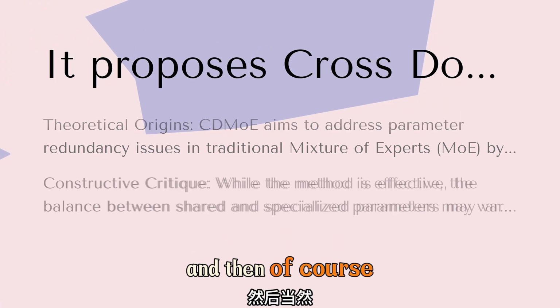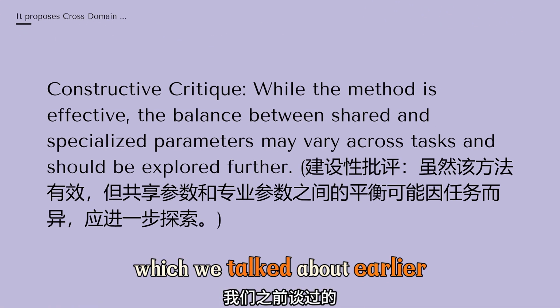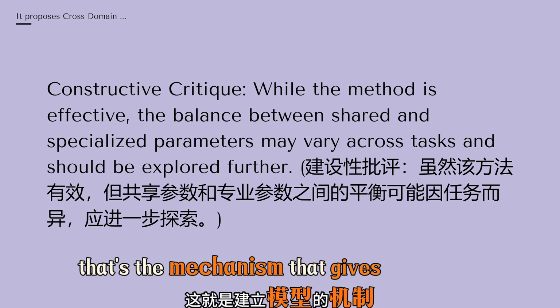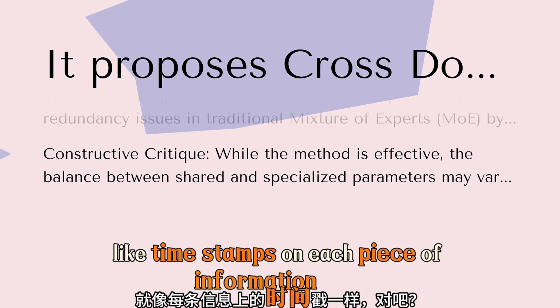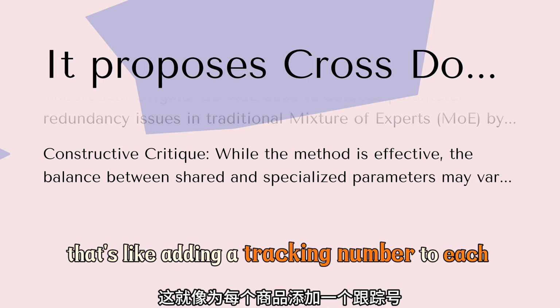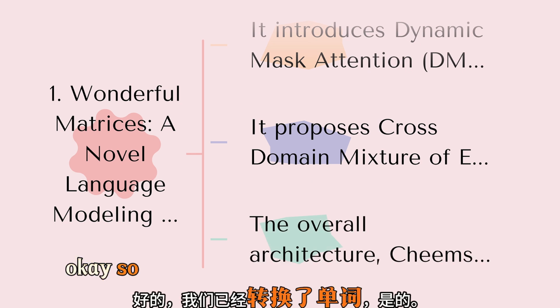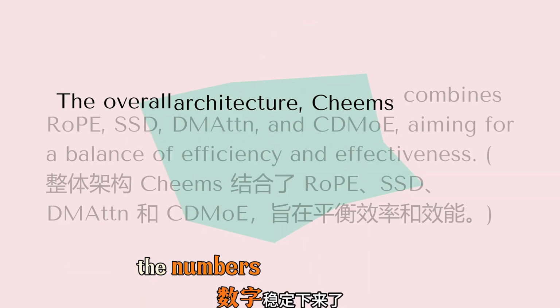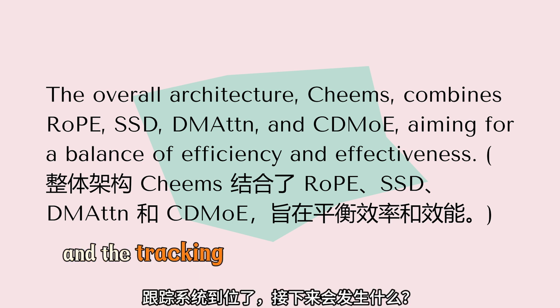Gotcha. And then, of course, we have the rotary position embedding, or ROPE, which we talked about earlier. Remember, that's the mechanism that gives the model a sense of order, like timestamps on each piece of information. Right. That's like adding a tracking number to each item in the factory, so we know where it is and where it needs to go. Exactly. So we've got the words converted, the numbers stabilized, the express lane set up, and the tracking system in place.